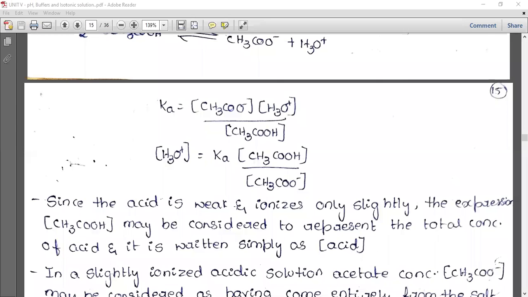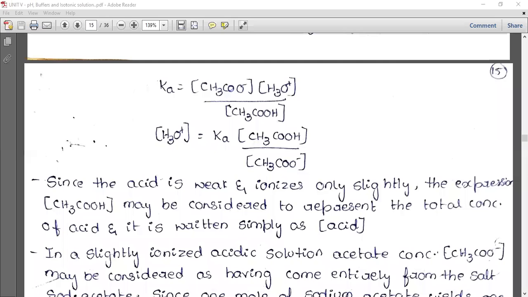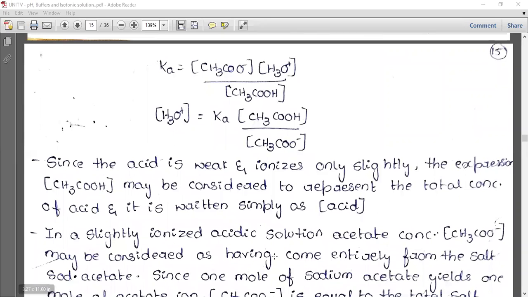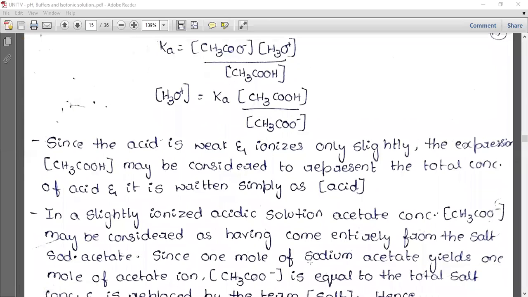So since the acid is weak and ionizes only slightly, the expression CH3COOH may be considered to represent the total concentration of acid and simply written as acid. In a slightly ionized acidic solution, acetate ion may be considered as having come totally from salt. Why? Because sodium acetate is a strong salt, right? It dissociates completely. So since 1 mole of sodium acetate yields 1 mole of acetate ion, you can consider that CH3COO minus totally comes from salt.